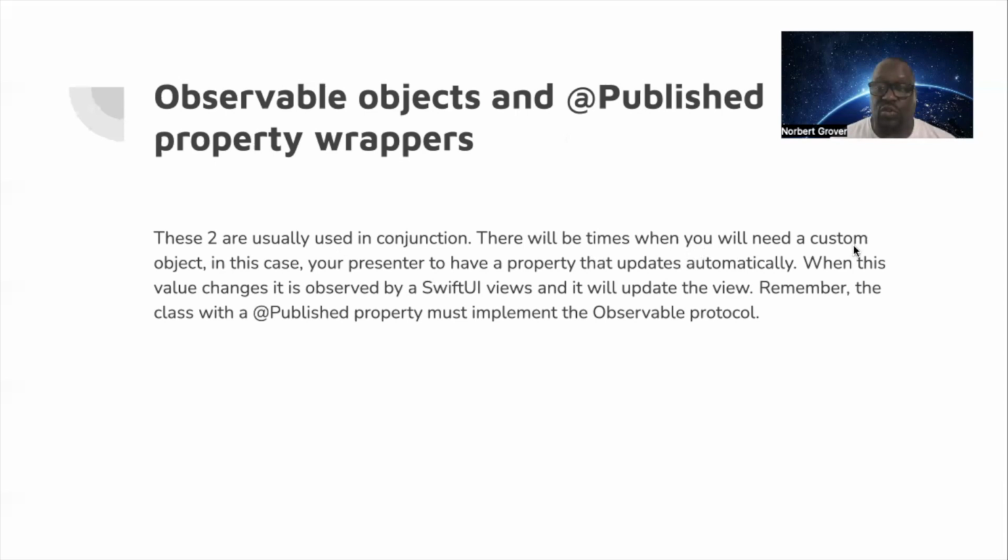There will be times when you will need a custom object, in this case your presenter, to have a property that updates automatically. When this value changes, it is observed by SwiftUI views, and they will update the view. So when these published properties change or are modified, our view is automatically updated. Remember, the class with the @Published property must implement the observable protocol. Okay.